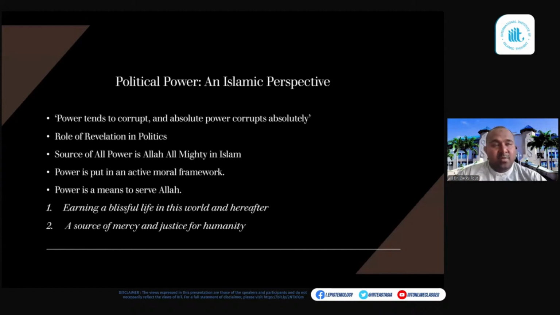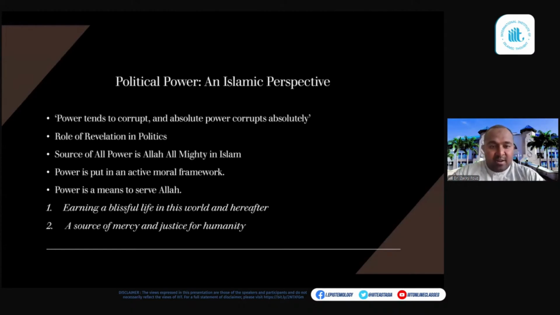Even though you are a good human being, sometimes if you accumulate political power, that might lead you to corruption, and also to become a hegemon or try to manipulate the masses. So this is a common principle in political science. We generally come across this statement. Here we see the role of revelation in politics, because Islam brings certain moral frameworks to regulate power, and to address the question of how to use power.